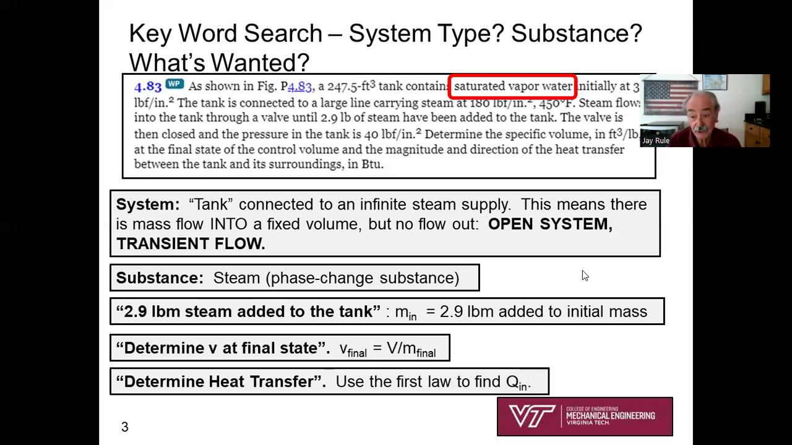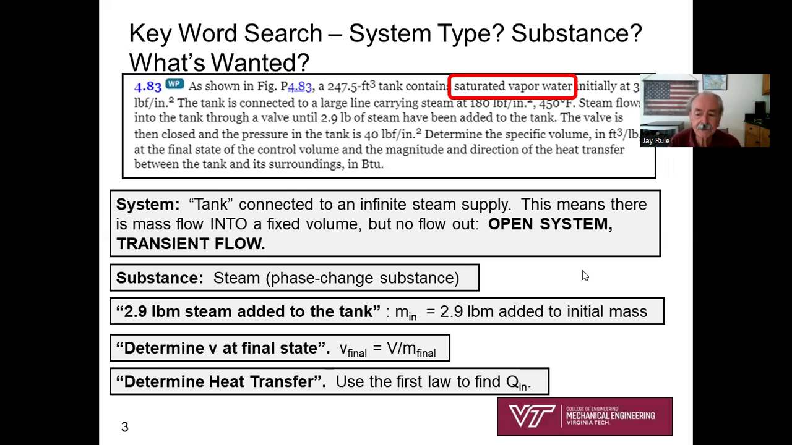The substance clearly is steam, so this is a phase change substance we're going to be working with. We'll be using property tables. It says 2.9 pounds mass of steam are added to the tank. In other words, the m_in is 2.9 pounds mass, and there's nothing going out. The assignment says determine little v, the specific volume at the final state. Well, your intuition says that's going to be pretty easy. I'm given the volume, I need to figure out the final mass. So the final specific volume is just going to be V over m final.